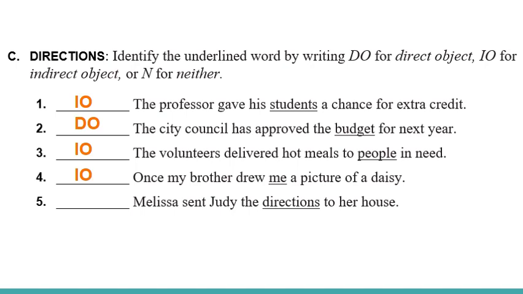Number 5. Melissa sent Judy the directions to her house. Melissa is my subject. Sent is my verb. What did she send? She sent directions. Directions is a direct object. And Judy is the indirect object.